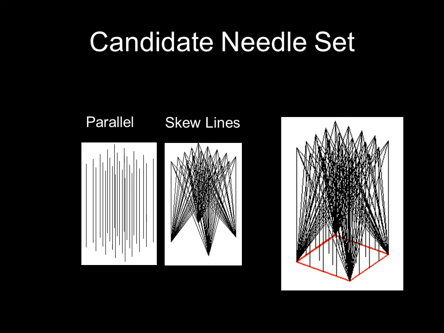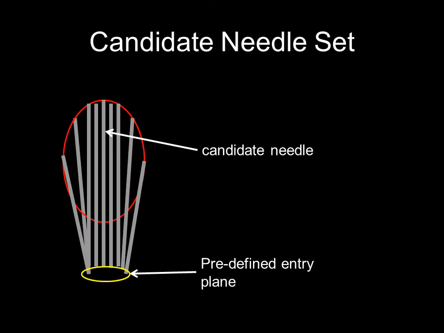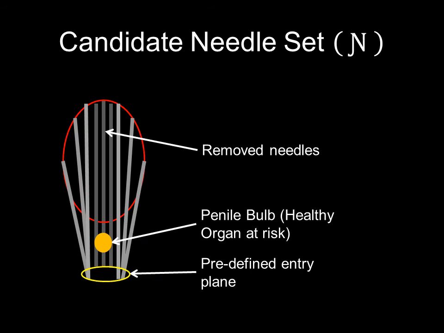We start with a grid of parallel needles and a set of non-parallel needles originating from the corners of the square entry region. Starting with the target, we first select all the needles in the robot workspace and also lying within the entry plane. Then, out of this set of needles, we eliminate the candidates which intersect the healthy structures. This reduced set of needles is termed the candidate needle set.